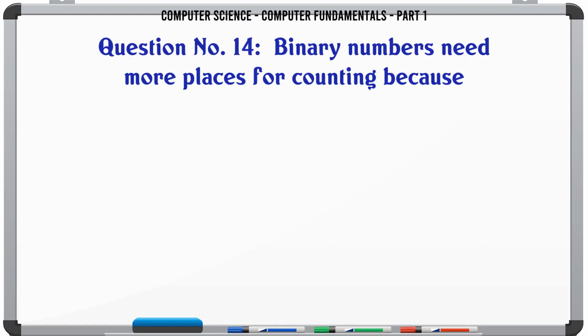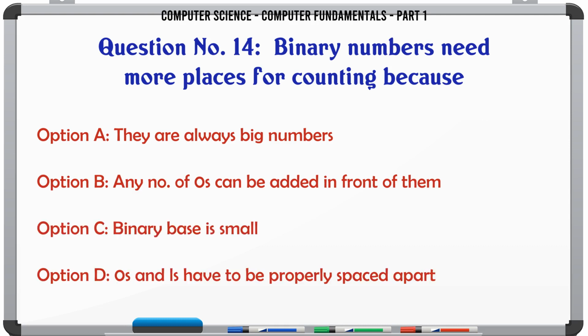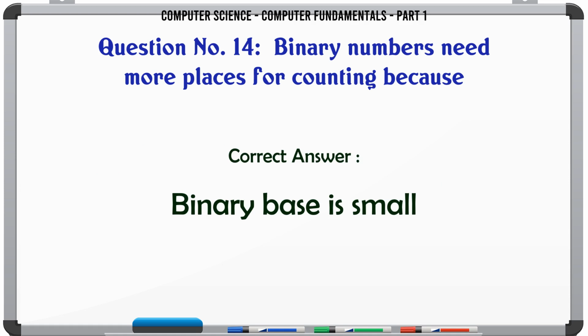Binary numbers need more places for counting because A. They are always big numbers, B. Any number of 0s can be added in front of them, C. Binary base is small, D. 0s and 1s have to be properly spaced apart. The correct answer is binary base is small.